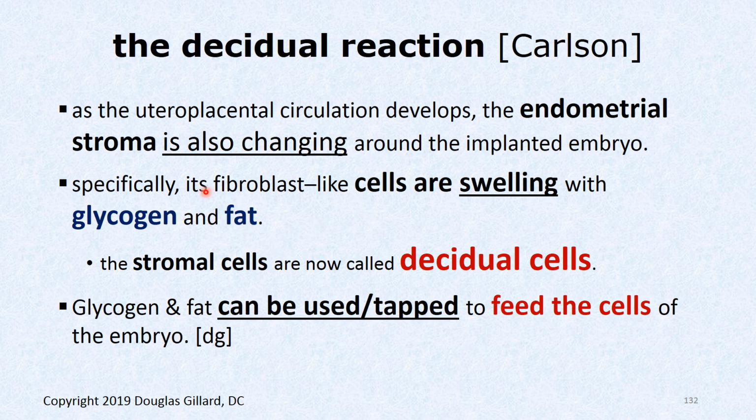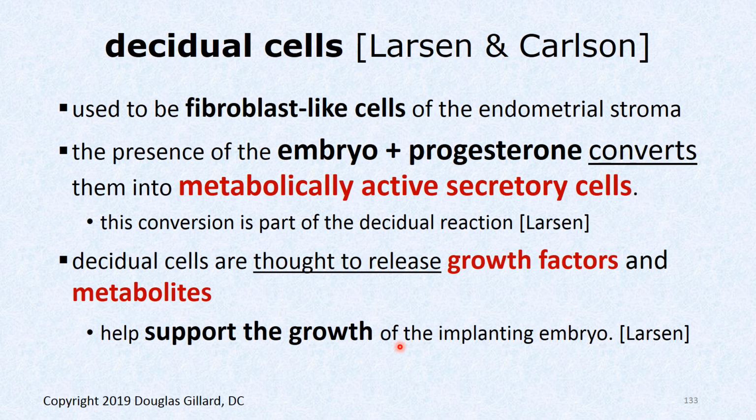Those are no longer called stromal cells. They're called decidual cells at this point, and they can be used to feed the cells of the growing embryo. Okay, everything we said: they used to be the fibroblast-like cells of the endometrium. The presence of the embryo plus progesterone converts them into these secretory cells, from which you can break down and take the lipid and the glycogen. Kind of everything I already said.